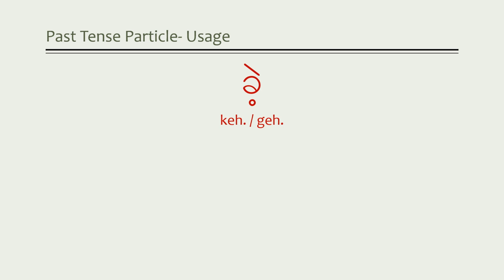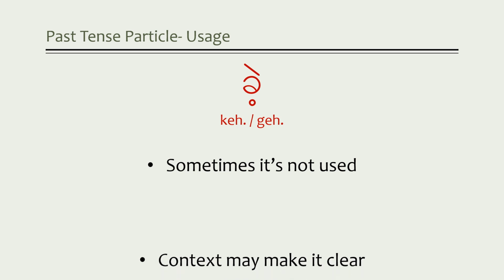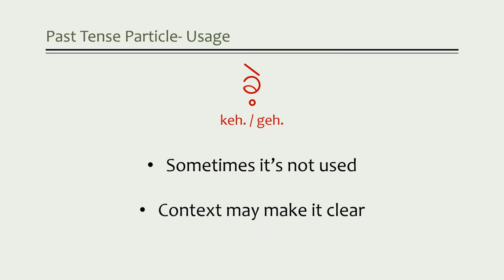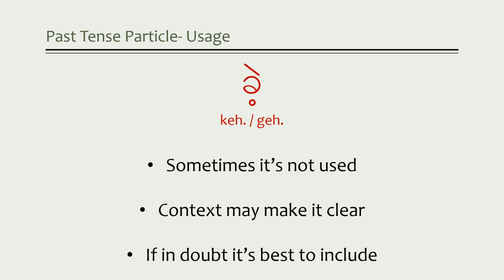Now, in reality, the past tense particle is sometimes left out of statements. Even though something took place in the past, only the affirmative particle de is used. That's very different than what we're used to in English. Sometimes, if the context makes it clear you're talking about something that happened in the past, you won't always need to use the past tense particle. However, in reality, if you're not sure, it's just best to include it, and you'll be understood.